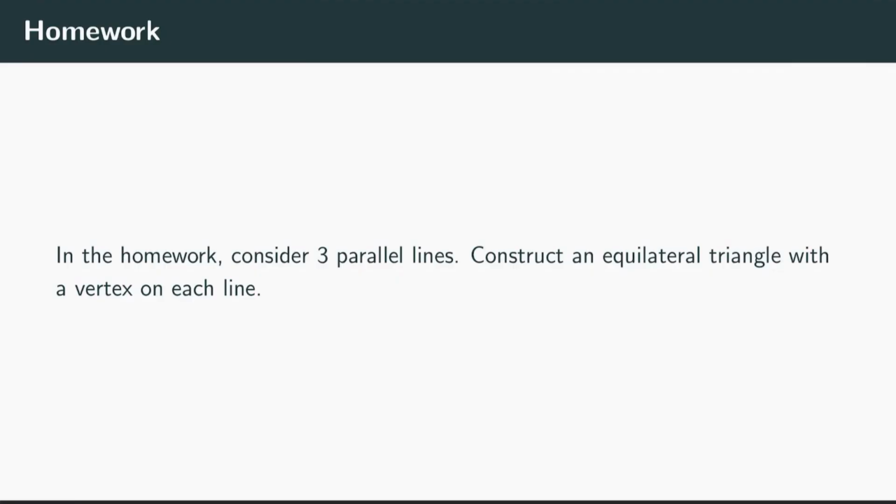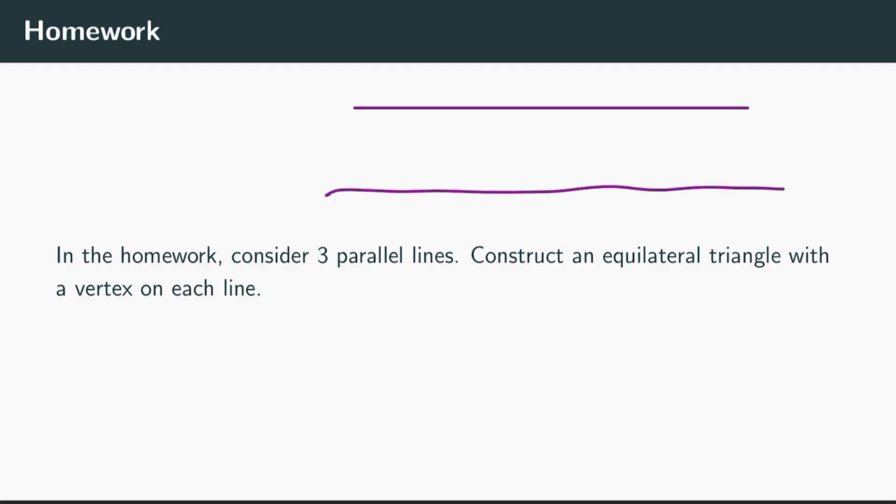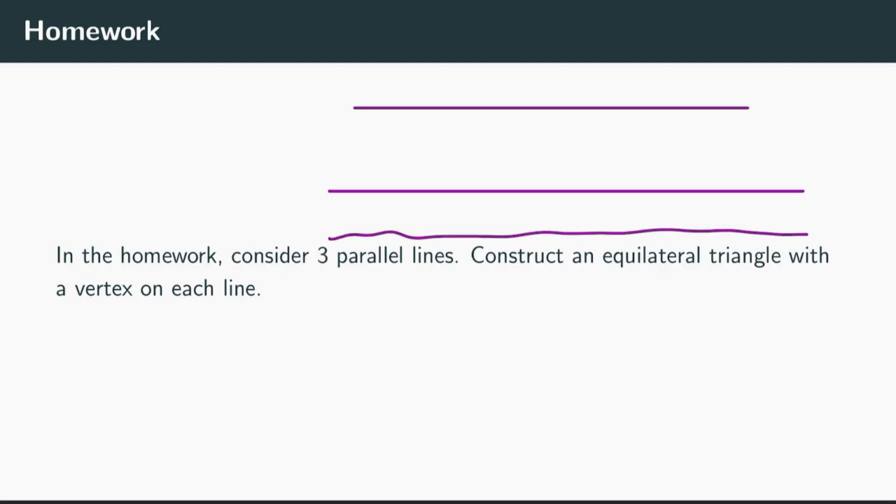Okay, now that you've seen that in GeoGebra, I'm going to give you a slightly easier variant of this problem on the homework. The question on the homework is we have 3 parallel lines, and the question is to construct an equilateral triangle so that you have a vertex on each of the 3 lines. I ask you to come up with a construction method for that. And again, you're going to find it very useful to think about this rotational property that equilateral triangles have.